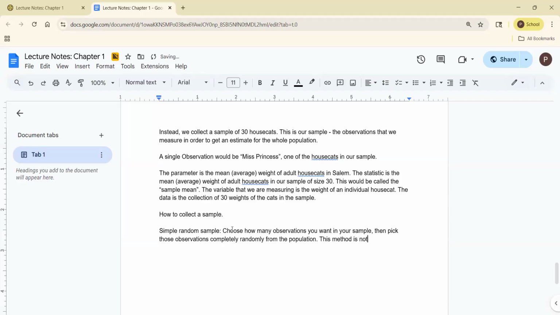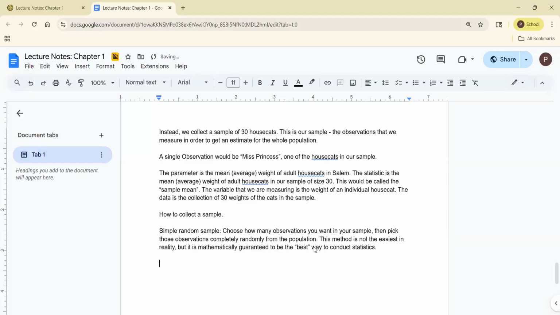This method is not the easiest, not in reality. It's certainly easy to describe. It's not the easiest in reality, but it is mathematically guaranteed to be the best way to conduct statistics.